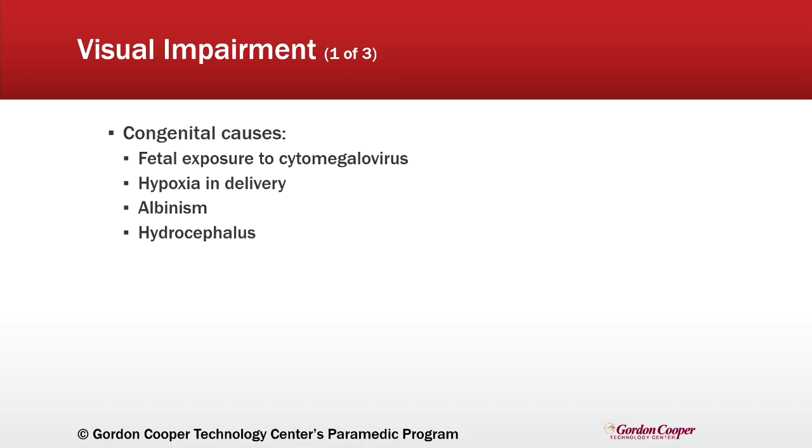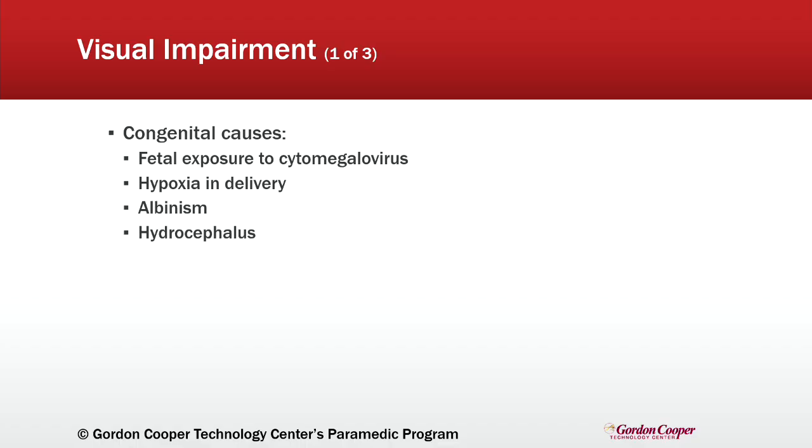Visual impairment is where we'll start off here with part 3. Of course, these visual impairments can result from both congenital and acquired conditions, so it can be a variety of factors that cause this. Genetic factors may increase the risk of vision loss later in life. Some congenital causes of visual impairment include fetal exposure to cytomegalovirus. Of course, there could be hypoxia during delivery that can lead to permanent vision problems.